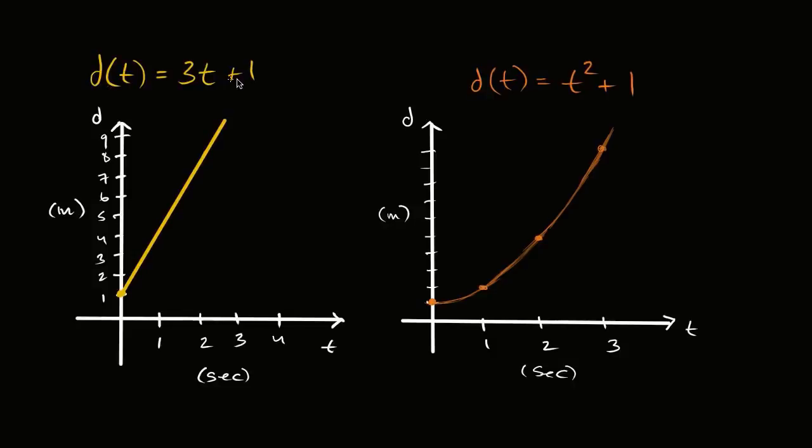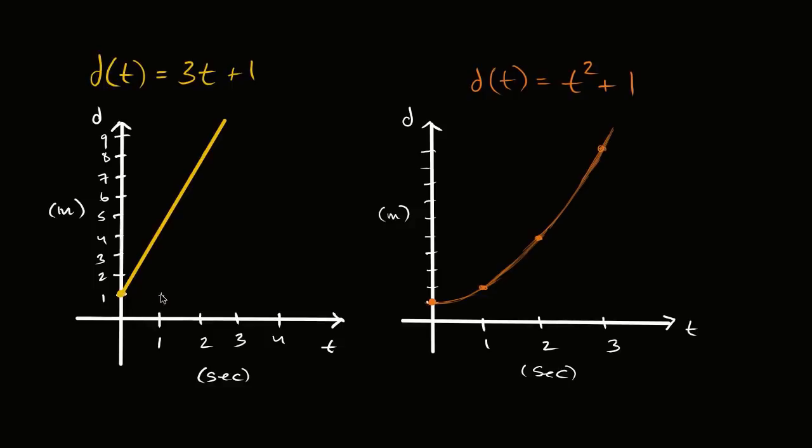So I have two different definitions for the function d over here. Over here, d of t is equal to 3t plus 1. And we could imagine that d could represent distance as a function of time, with distance measured in meters and time measured in seconds. And so over here, when time is 0, right when we're starting, our distance is going to be 1 meter.